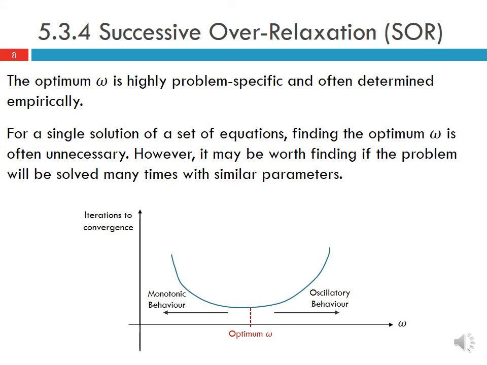Now, the optimum value for a relaxation factor is highly problem-specific, and it is often determined empirically. For a single solution of a set of equations, finding the optimum omega is often unnecessary. However, it may be worth finding if the problem will be solved many times with similar parameters. So, depending if the solution has monotonic behavior or oscillatory behavior, increasing or decreasing our omega will lead to either a greater number or lower number of iterations required for convergence, and there is some optimum omega for a particular problem, which you may want to find, but in many cases it is not necessary to find the optimum.